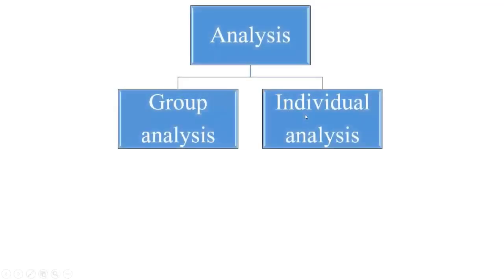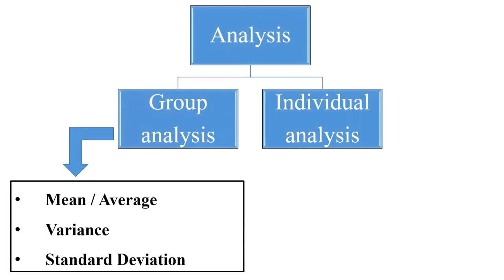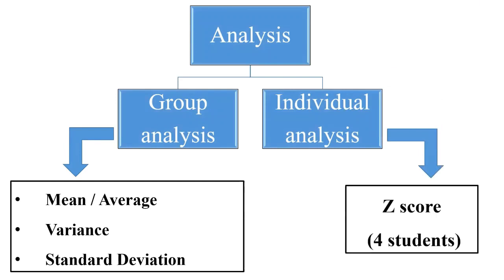So summarizing the previous slide, there will be total 2 types of analysis that we are going to do. The first one will be the group analysis and the second is the individual analysis. Now in group analysis, we are going to compare both the divisions with each other by calculating the mean score to see which division has performed better. And then we are going to compare variance and standard deviation to indicate how the scores are spread from the mean. And in the individual analysis, we are just going to calculate the Z score of total 4 students.